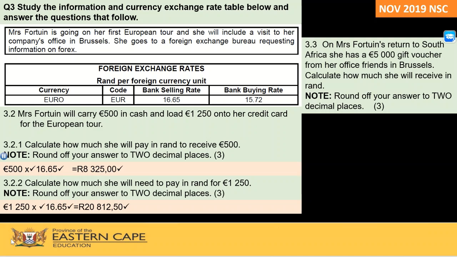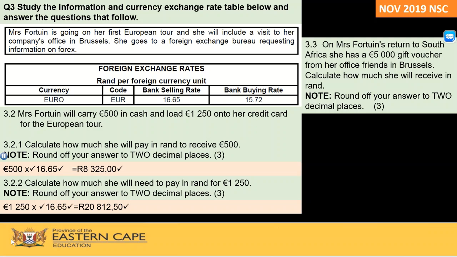We now have to decide, are we going to multiply or divide? What are we doing here? Mrs. Fortuyn has 5,000 euro, so we have to calculate how many Rand she will be receiving. So if you're going from a major foreign currency to Rand, you have to multiply.